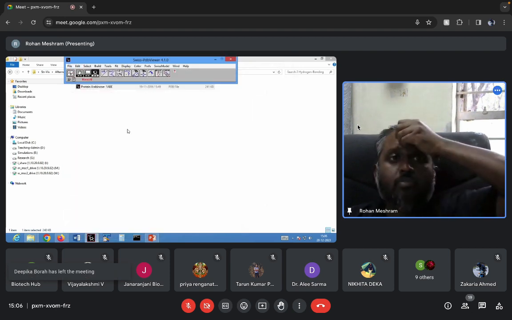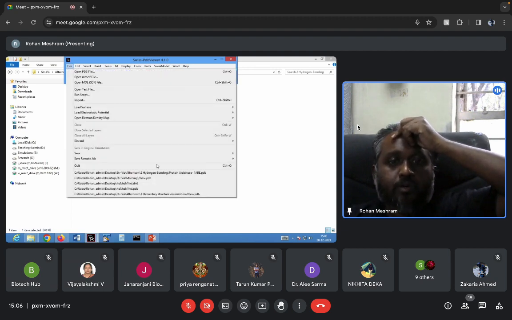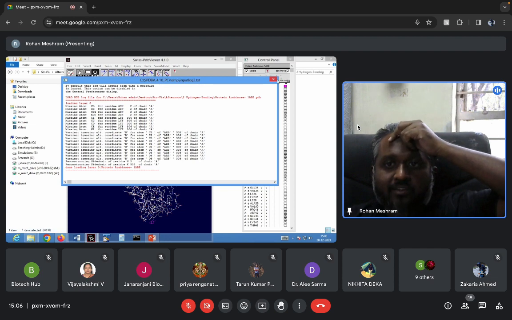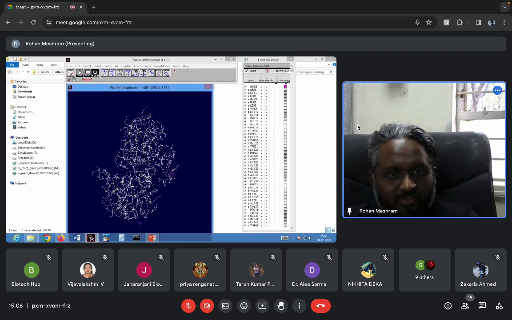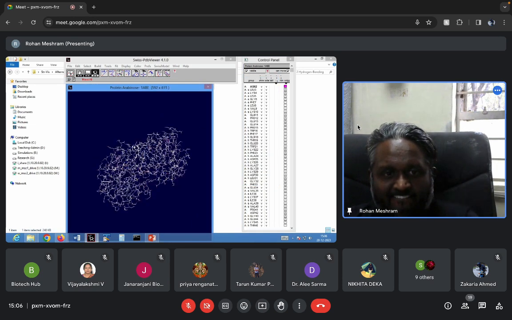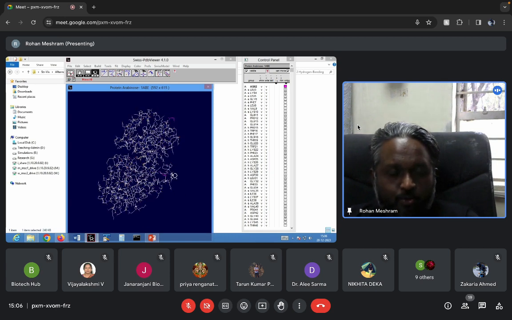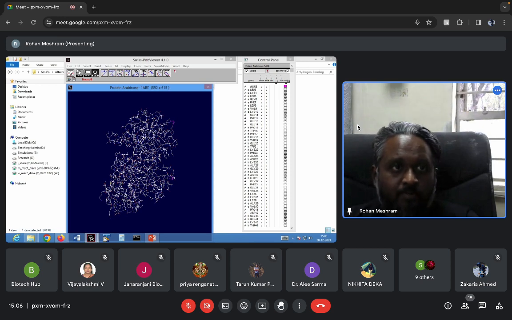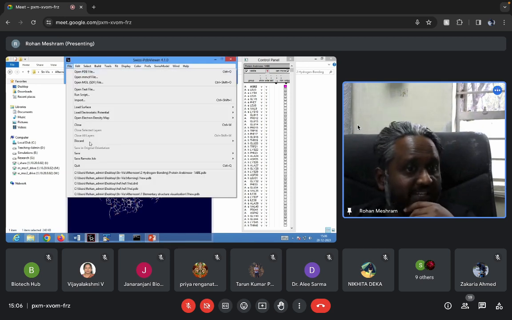Okay, and if we open the protein arabinose complex, now you can see that there are no water molecules, right? Well, the thing is that we need to do some settings in order to visualize these water molecules, right? So I will tell you first what those settings are.